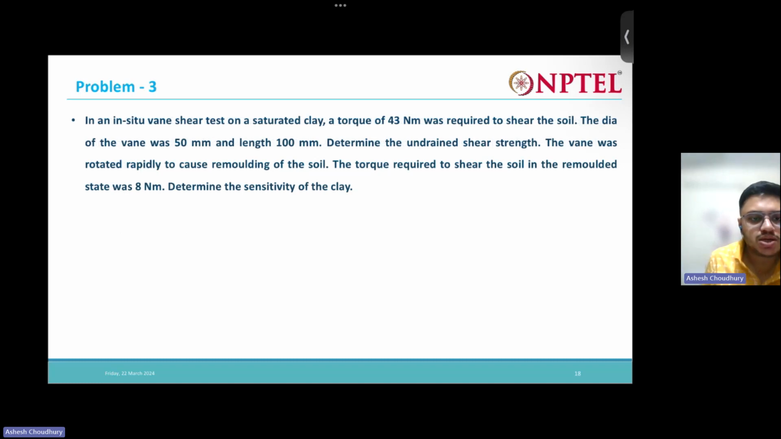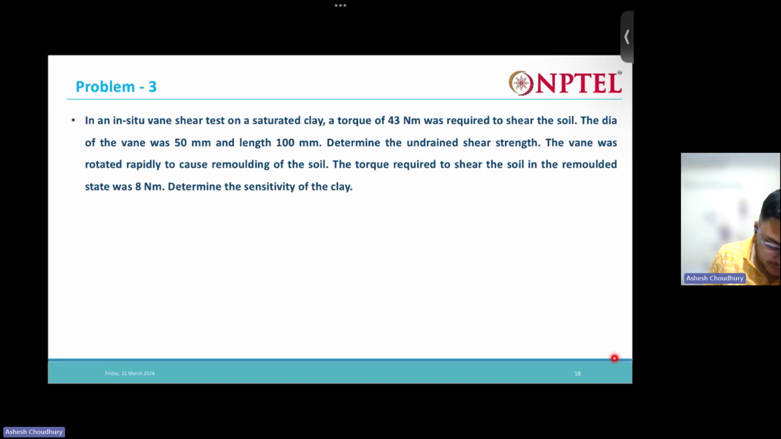An in situ vane shear test on a saturated clay, a torque of 43 Newton meters was required to shear the soil. The diameter of the vane was 50 mm and length 100 mm. Determine the undrained shear strength. The vane was rotated rapidly to cause remolding of the soil. The torque required to shear the soil in a remolded state was 8 Newton meters. Determine the sensitivity. Okay, so again, similar problem, right? Exactly the same, just use the same formula again and find the sensitivity at the end.